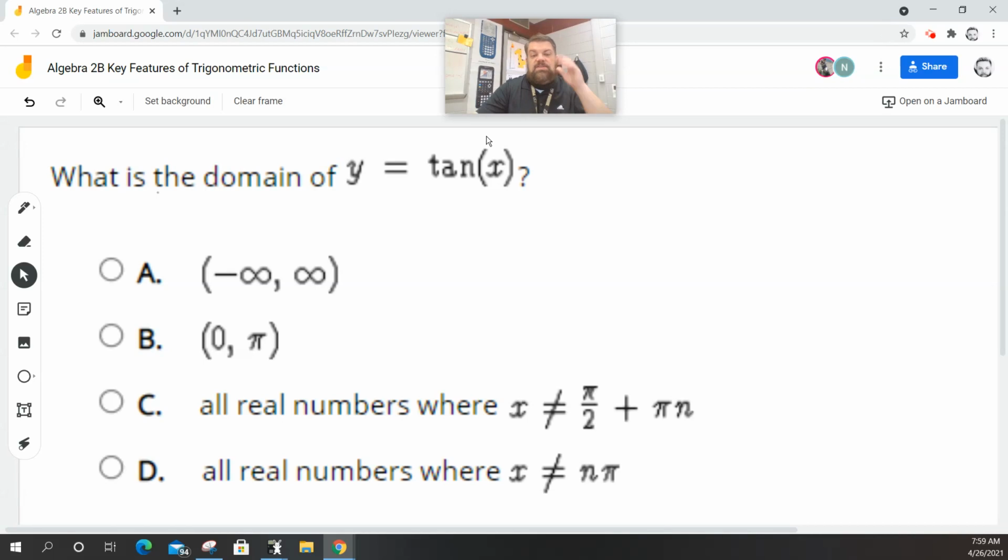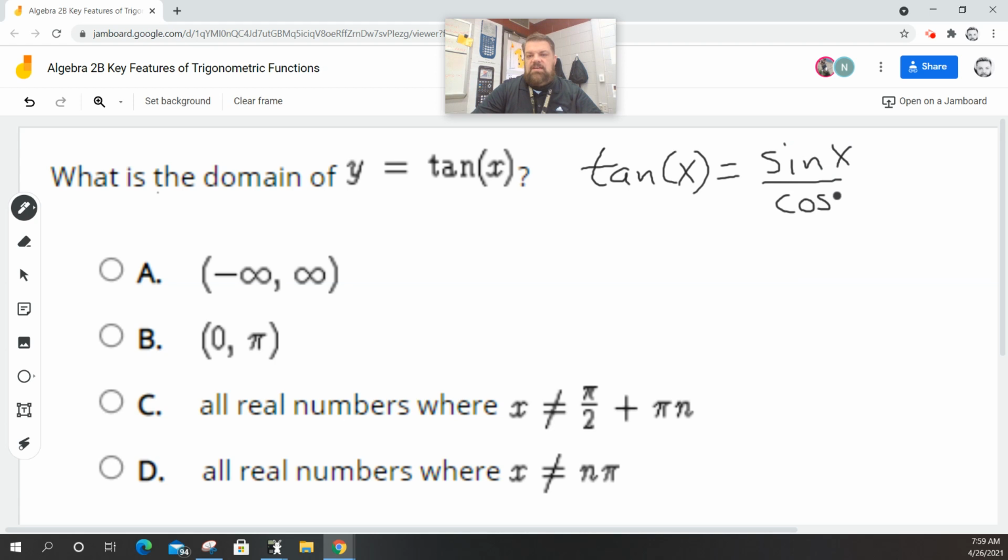All right, so this one says, what is the domain of tangent? Well, I think I mentioned this on one of the previous examples, but tangent of x is really the ratio of sine of x all over cosine of x. Because it's a ratio, we don't want the denominator to equal 0. So cosine of x, at least in tangent, cannot equal 0 because it's in the denominator of the fraction.